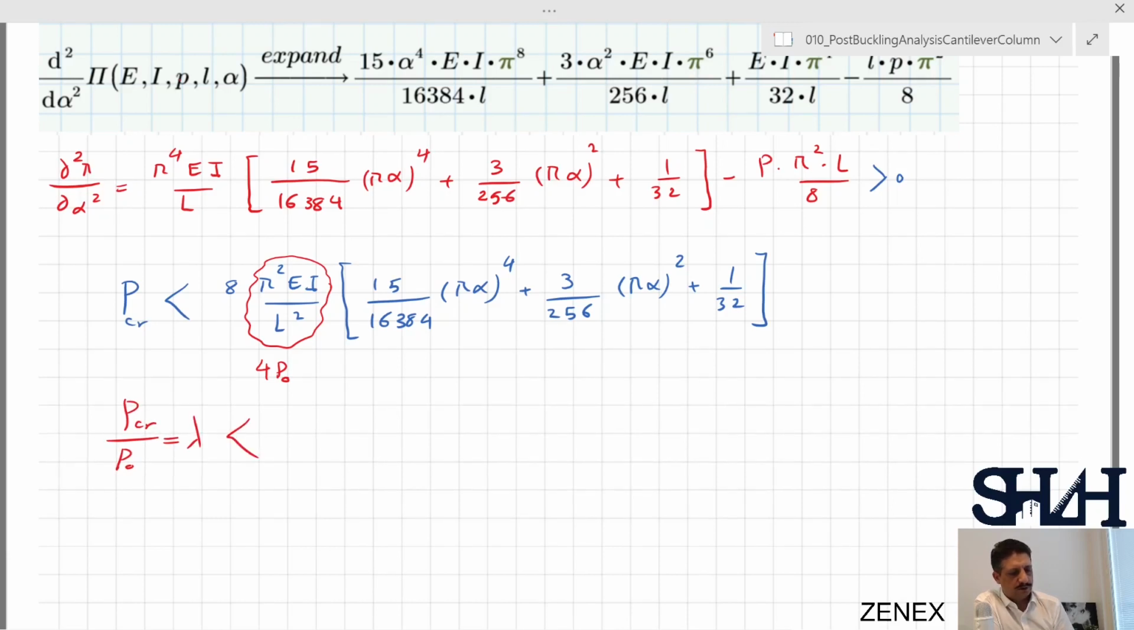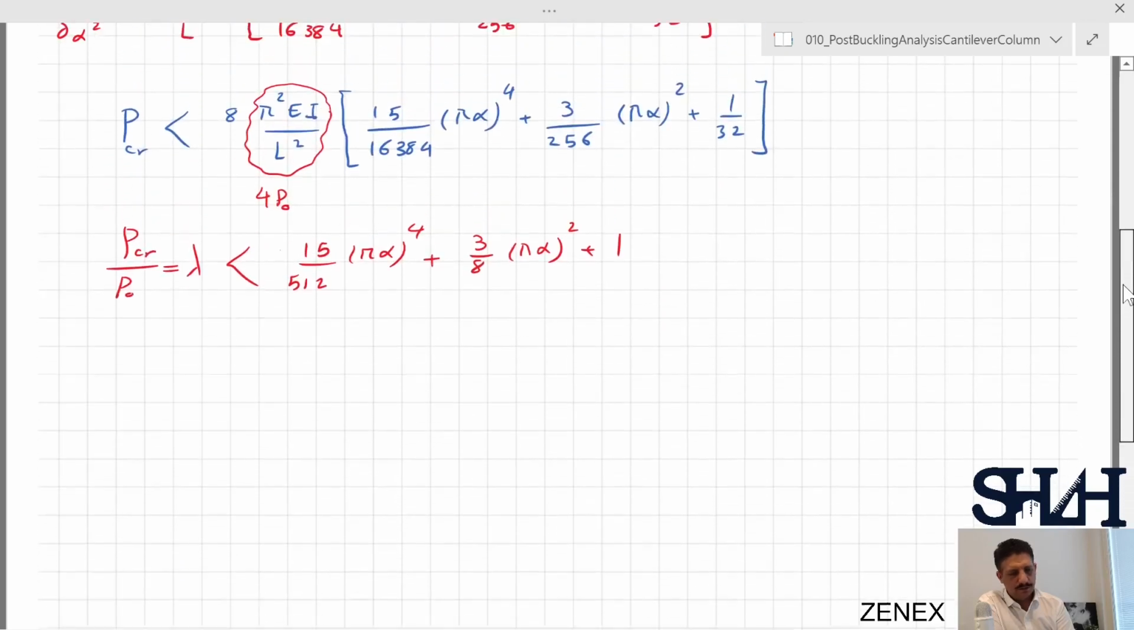So I can just write down 32, 16384 divided by 32, 500. So it will be 15 divided by 512 pi alpha power by 4 plus 256 divided by 32, 3 over 8 pi alpha power by 2 plus 1.